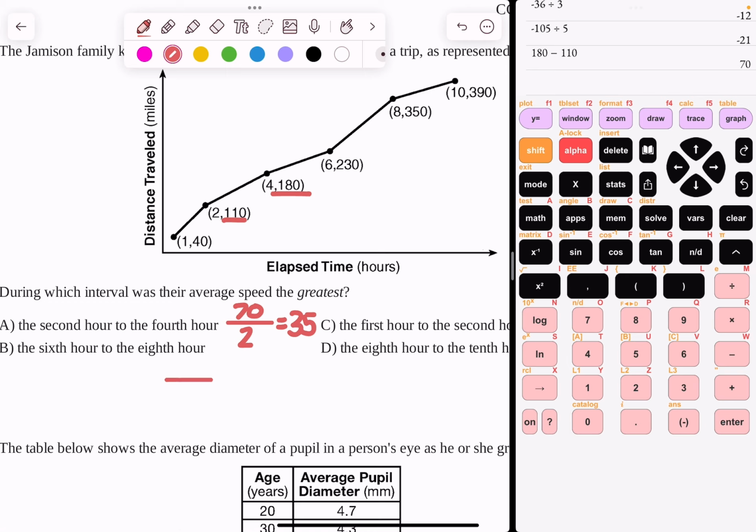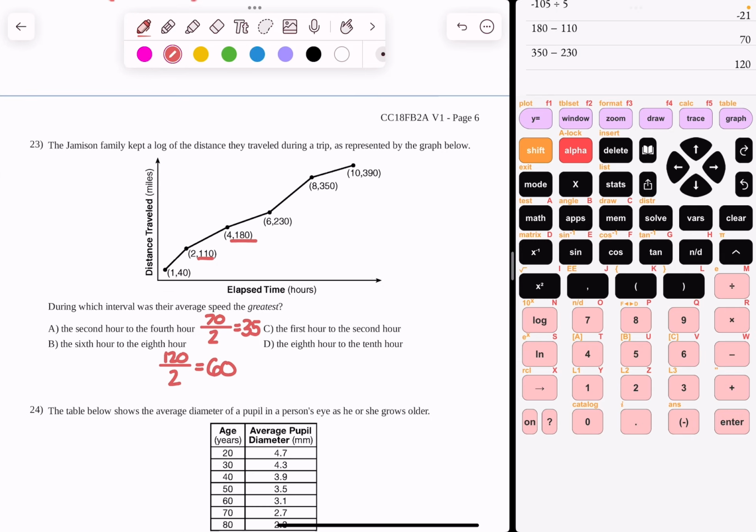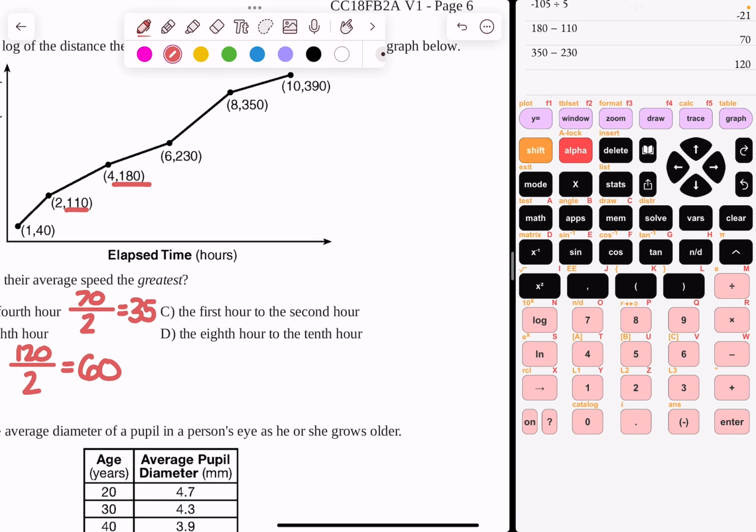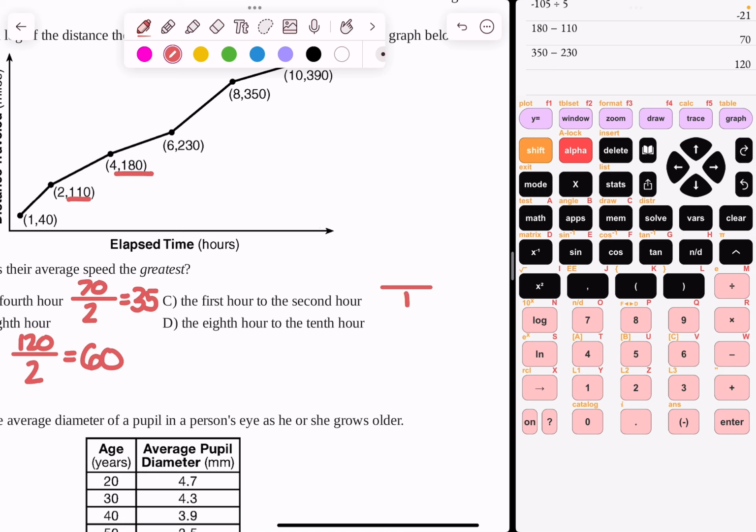From the 6th hour to the 8th hour, you changed by 2 hours. At the 8th hour, we were at 350. At the 6th hour, we were at 230. That means the speed went up by 120 divided by 2, which is 60 miles per hour. Then C, the first hour to the second hour, was a 1 hour change. At the second hour you were at 110, but at the first hour you were at 40. So we went up by 70. So the slope there is 70.